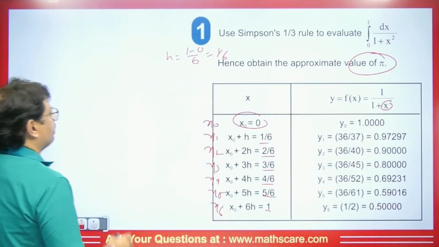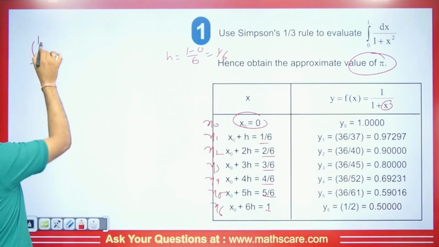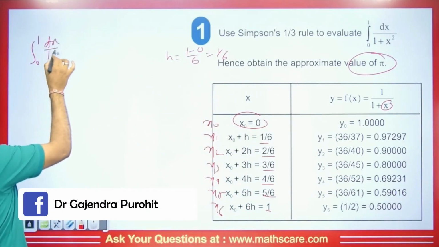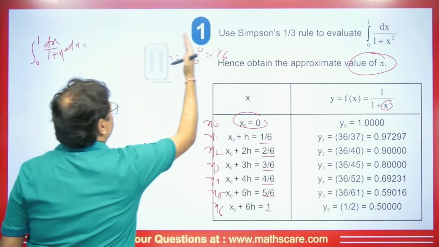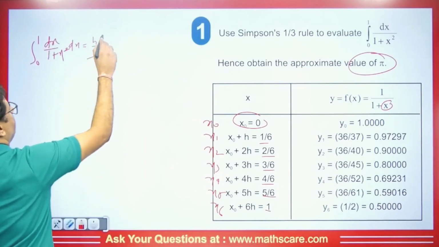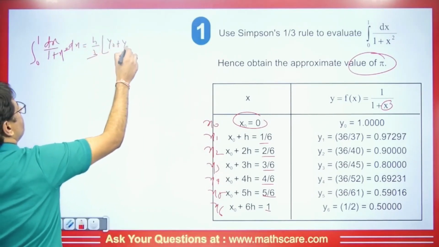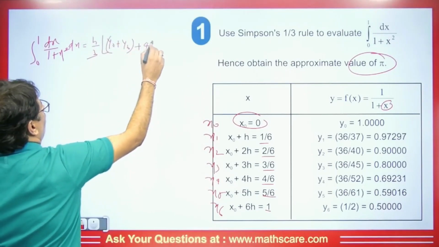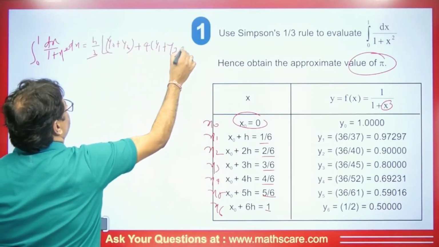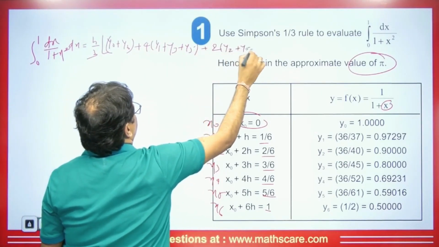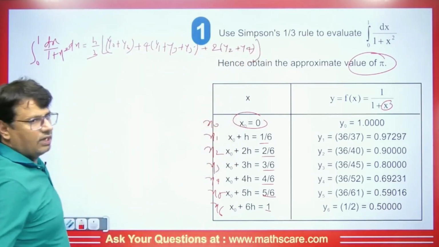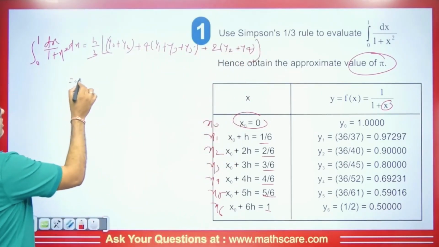Now, let's see the formula that we have here. This will be the integral from 0 to 1 of dx upon 1 plus x square. What formula will we have? Pay attention, students. The formula will be h by 3 times the first term plus last term, plus 4 into the odd terms, that is y1 plus y3 plus y5, and 2 into the even terms, that is y2 and y4. We don't have to write y6 as it's already included. We will put these values in the formula.